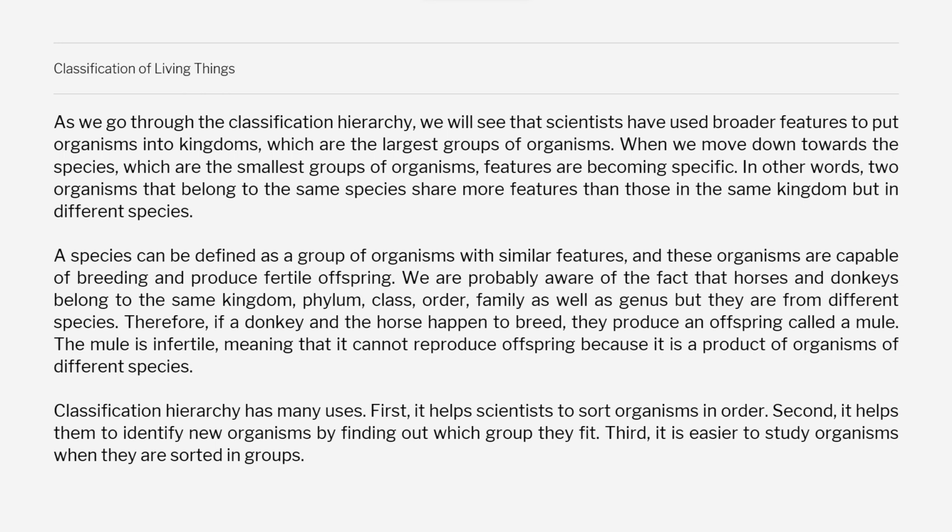As we go through the classification hierarchy, we will see that scientists have used broader features to put organisms into kingdoms, which are the largest groups of organisms. When we move down towards the species, which are the smallest groups of organisms, features are becoming specific. In other words, two organisms that belong to the same species share more features than those in the same kingdom but in different species.